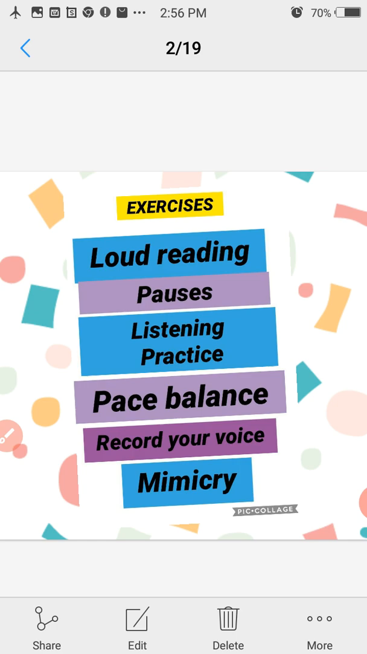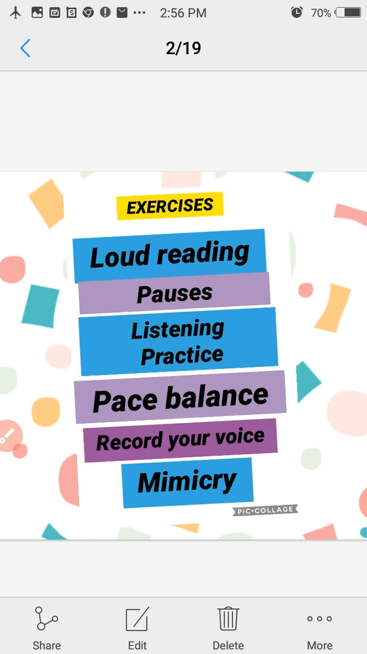Then pauses. Pauses means read any article of a newspaper or magazine. At a comma, count 1 in your mind and start reading again. And at a full stop, count 2 and move on. Do this exercise on a daily basis for at least 20 minutes.